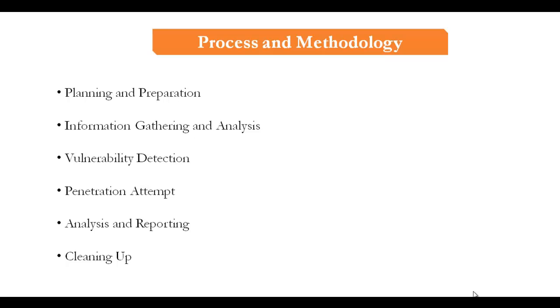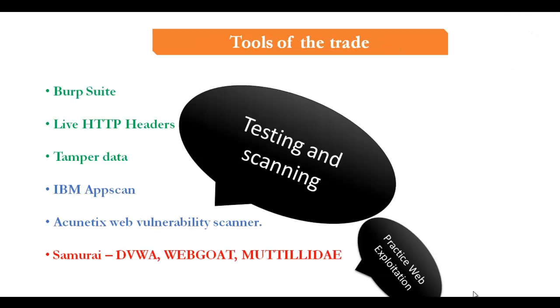Process and methodology is also very similar to what we have done in the penetration testing module. So the first one is planning and preparation. We'll plan and prepare for the test, and we'll perform some information gathering about the target. We'll perform vulnerability detection using some manual testing and also some automated testing, and we'll try to penetrate into the web application if we are permitted to do so. And finally we'll analyze and report the vulnerabilities we have found, and finally we'll perform the cleaning up process after completing the entire process.